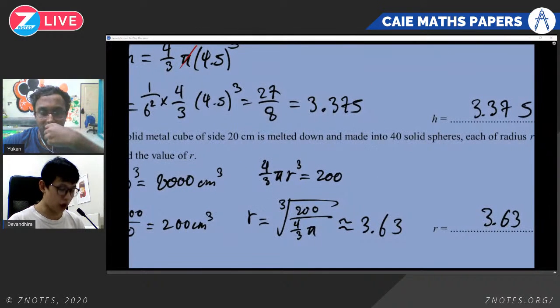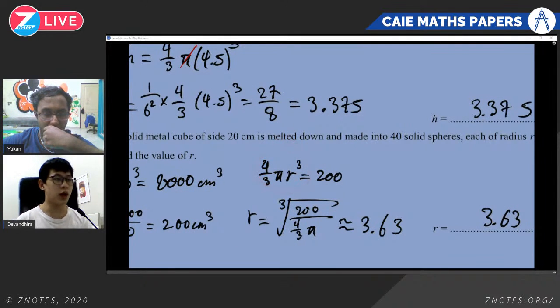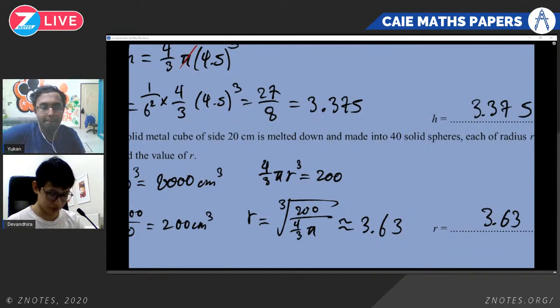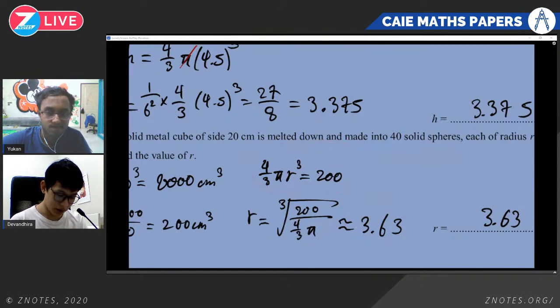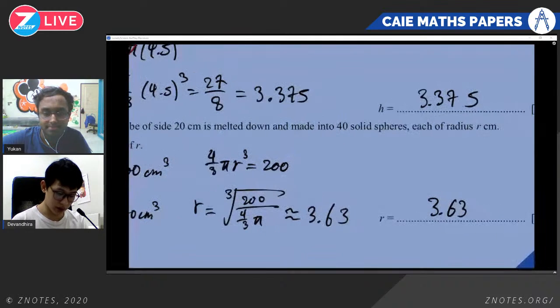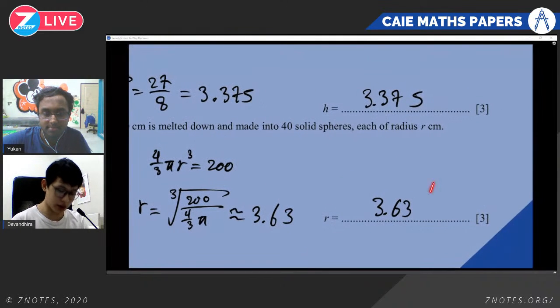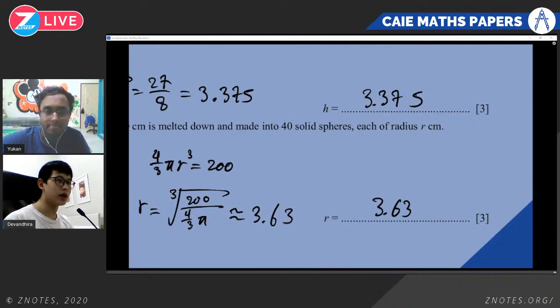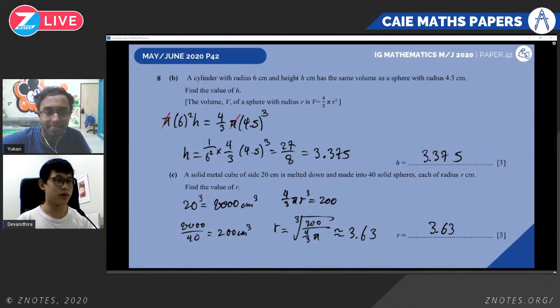Now we want to look for the r. So we know that 200 is the volume of each sphere. That means we just have to equate that to our sphere formula, the volume of the sphere. Make r the subject. We can divide this, and we can take the cube root, and you should get this expression. Put that in your calculator, and you should get 3.63. Agree? Is this correct? Yep, that's correct.